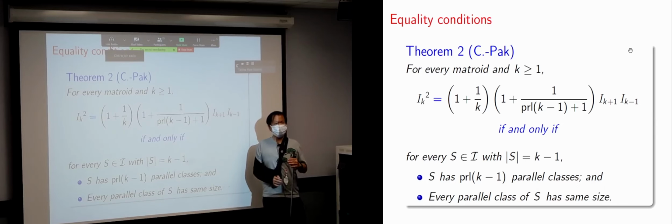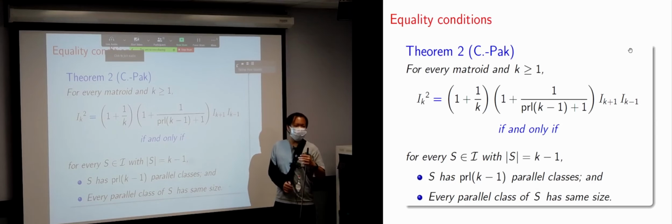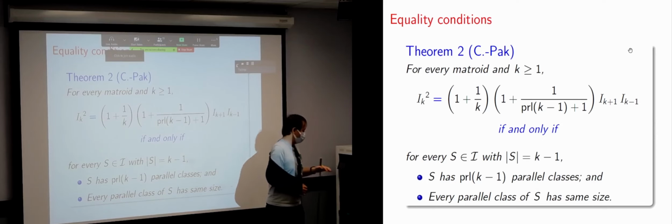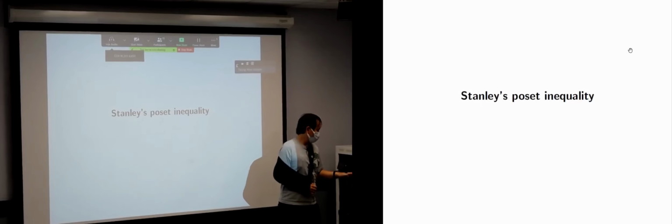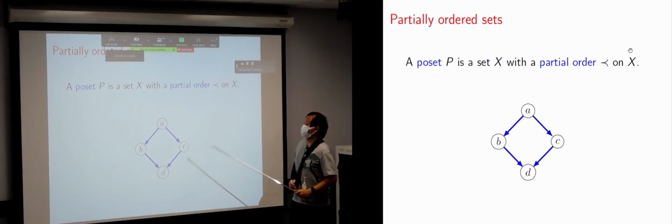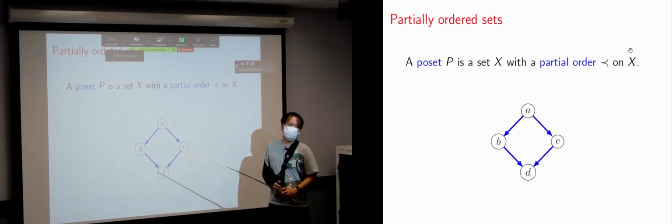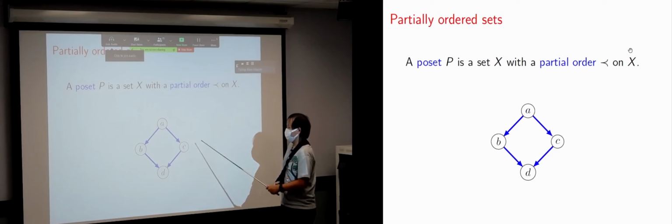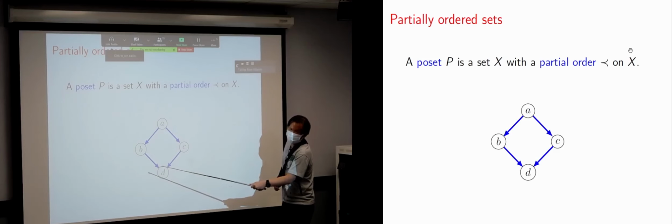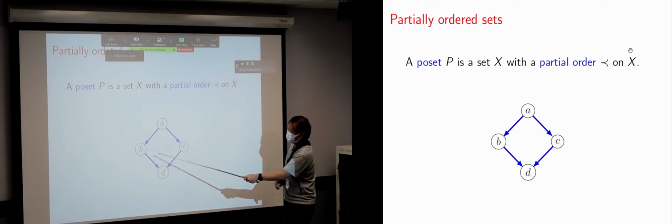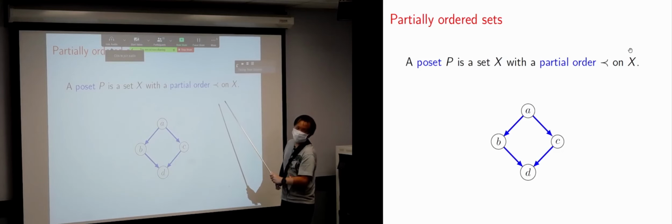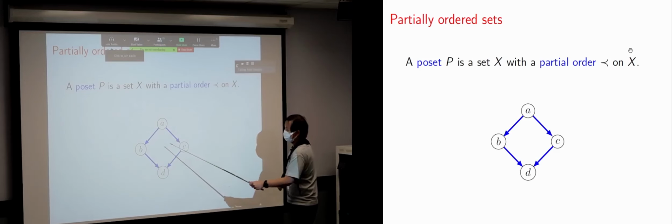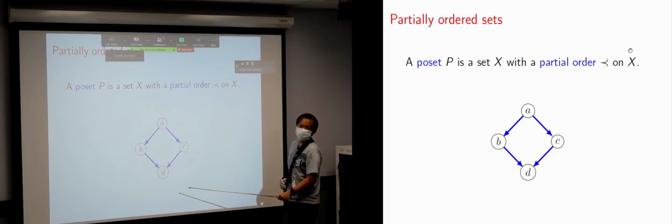Okay, so if everybody's happy with matroid, now let us leave matroid and go to the world of poset. Just as promised. And a poset is simply a set with a partial order on the elements. For example, here is a 4-element poset. Elements are A, B, C, D. And we draw an arrow from one to the other if the former element is smaller than the latter element in the partial order. For example, this means that A is less than B, A is less than C, B is less than D, and C is less than D.